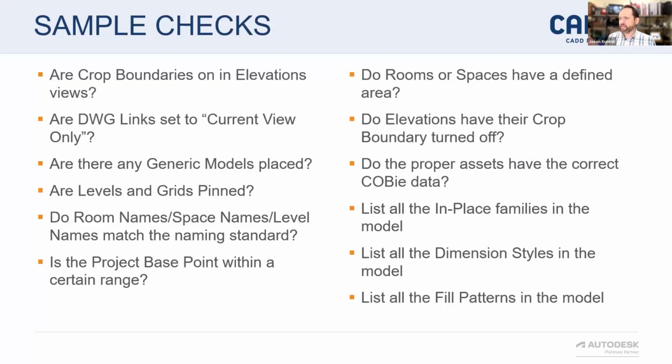These are some of the wackier sample checks. I don't just think it's about, are all of my walls 3 feet tall or higher? We're looking for things like, are there crop boundaries in all of my elevation views? Are all my DWG links set to current view only? Those are still parameters in elements in Revit. So the model checker loves to check that kind of thing.